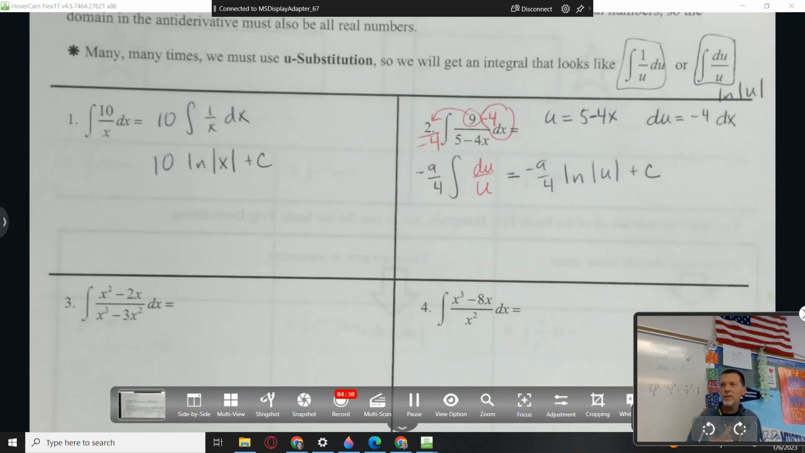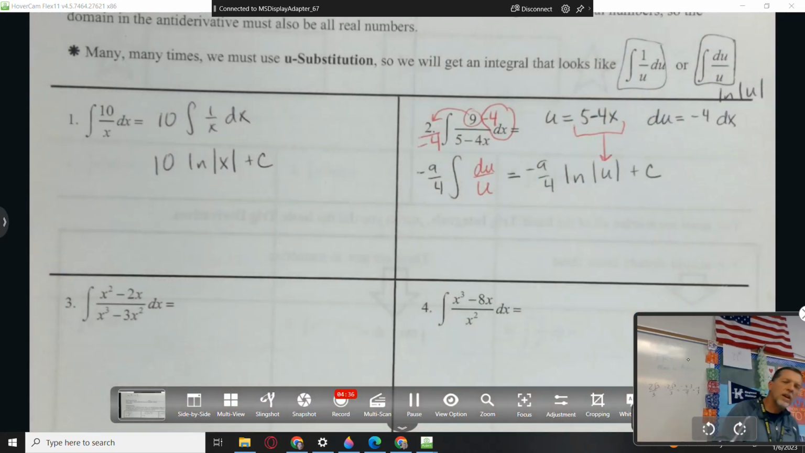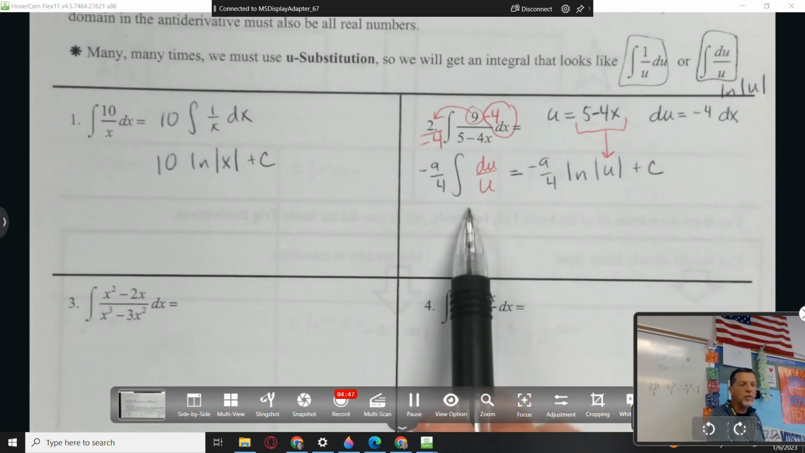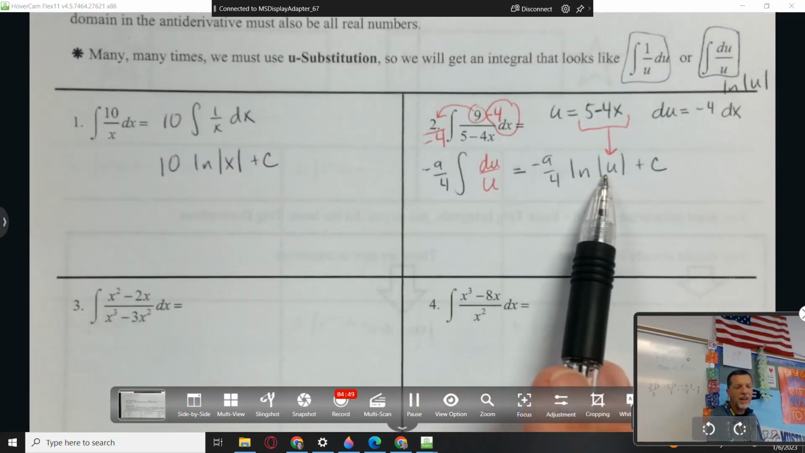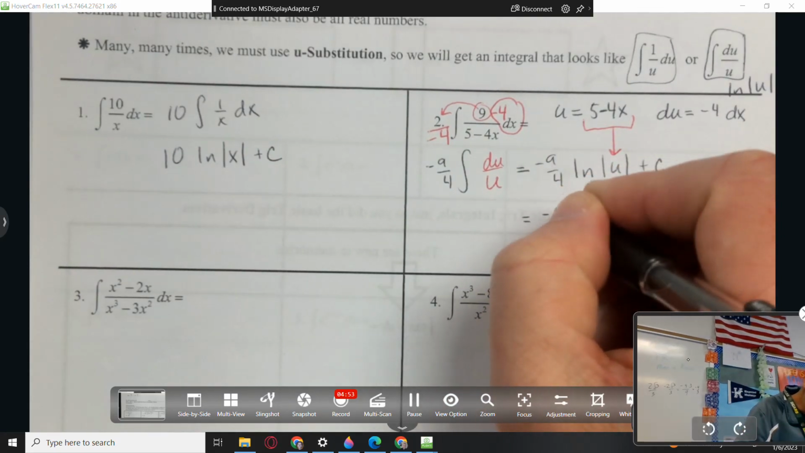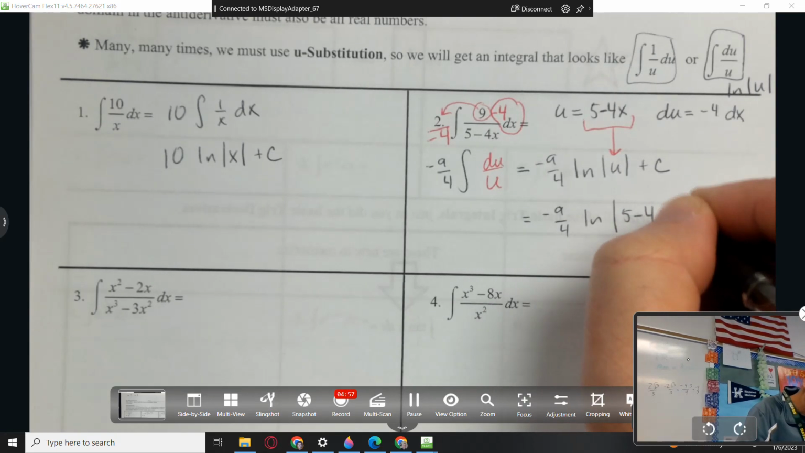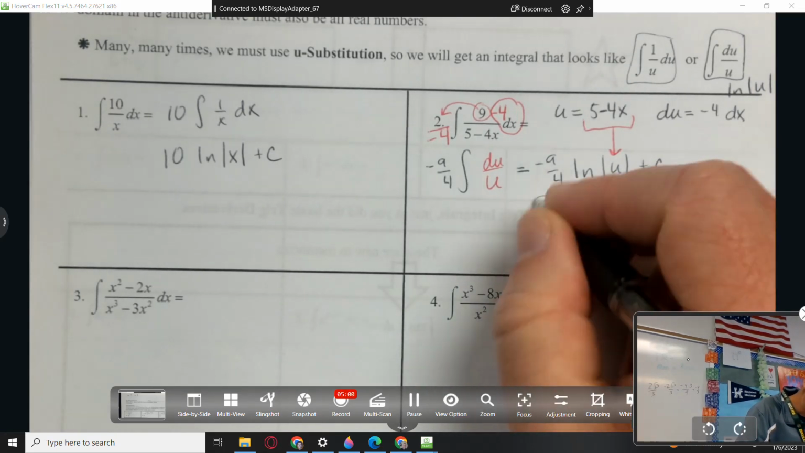Are we done with this problem? Nope. What do we need to do? Plug the x stuff back in. Why did we not plug the x stuff back in yesterday? Like we're going back and forth between plug it back in, don't plug it back in. Because that one didn't have limits. If we had limits, we could change to u stuff and we'd be fine. But we don't. We've got to give our answer in terms of x. So negative 9/4 natural log, absolute value, 5 minus 4x, plus c.